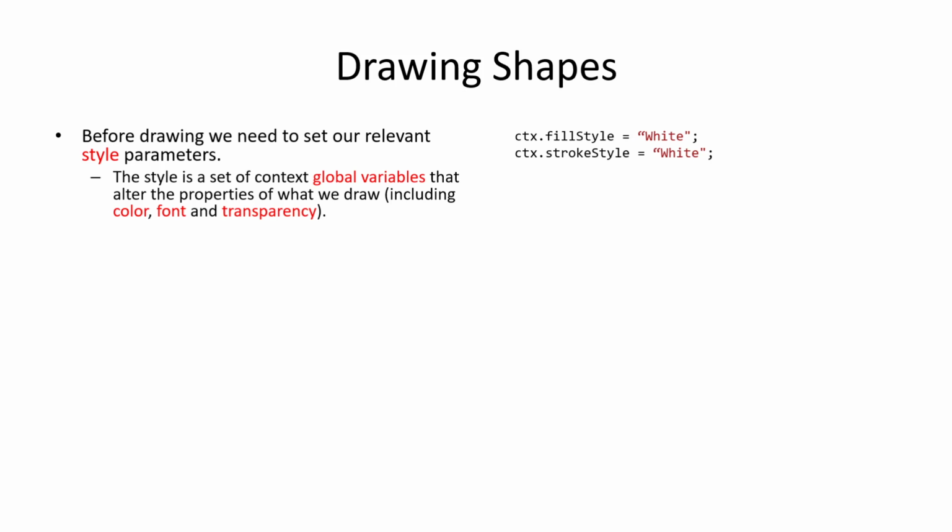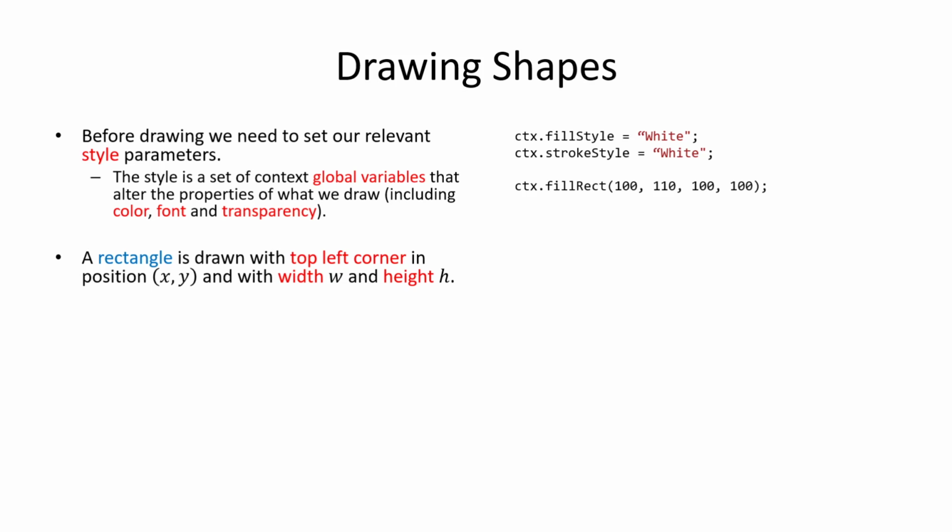Now, I'm going to use two of them right now. Here, fill style and stroke style. There's a couple different things we can set with our style parameters, but these two will set the color of the particular brush. Here I've just set it to white because the default background is black that I'm working with, at least today. We can draw certain shapes.